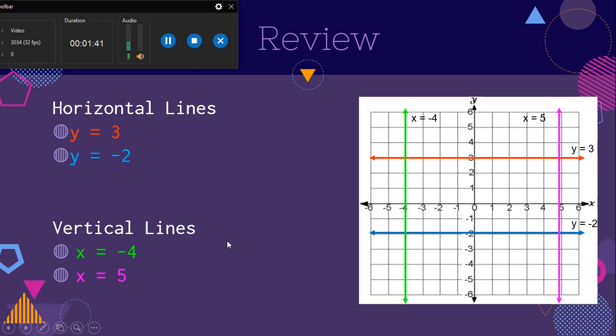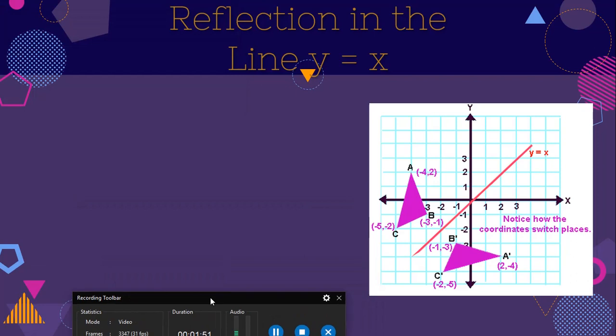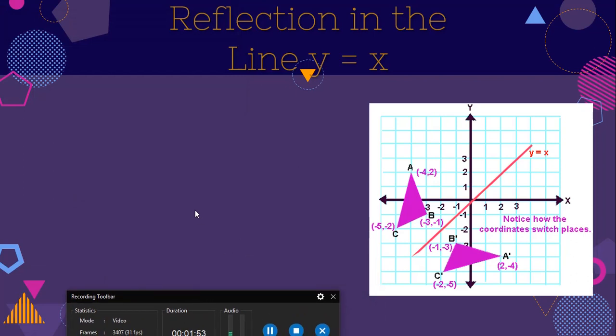So when we graph today, we're going to go over different types of lines. They might be vertical, they might be horizontal, but they won't be the axes. So one of our special reflections is graphing over the line y equals x. Now this line is a little bit different. It has a slope of +1 and an intercept of 0.